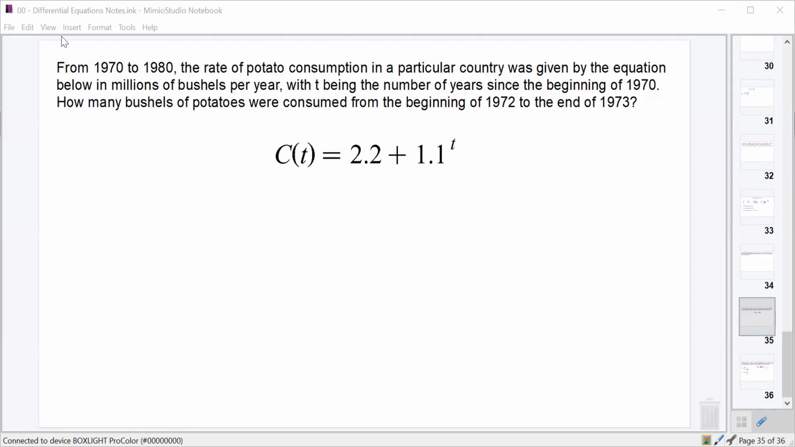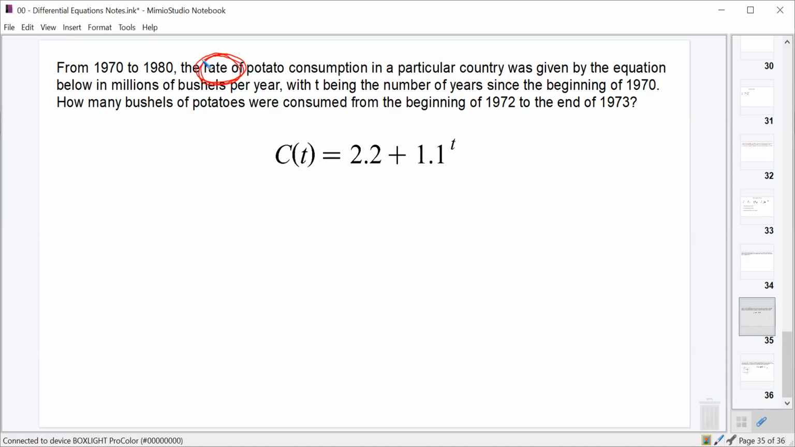We're going to start with this problem that says from 1970 to 1980, the rate of potato consumption in a particular country is given by this equation below, capital C of T, in millions of bushels per year. T is the number of years since the beginning of 1970. We want to know how many bushels of potatoes were consumed from the beginning of 72 to the end of 73. And what we have to be clued in to is that this is a rate function.